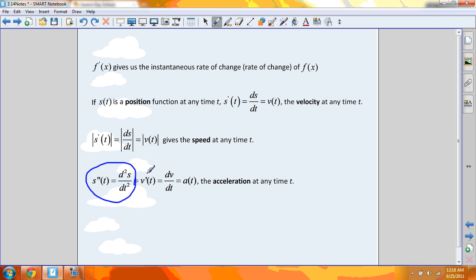Which is also equal to the first derivative of our velocity function, right? So if I have my position, I have my velocity, and I have my acceleration, then I take one derivative, and I take a second derivative, right? So here to here would be two derivatives, right? The second derivative of my position function is acceleration, and the first derivative of my velocity function is also my acceleration.